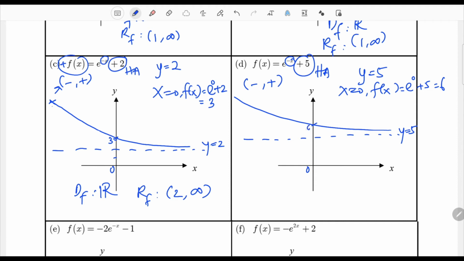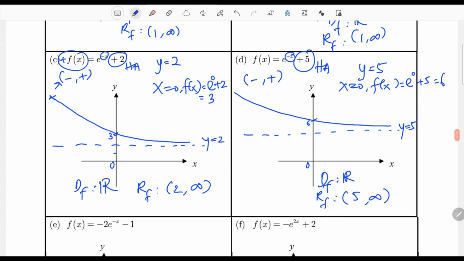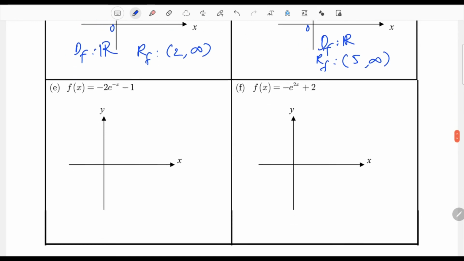Okay, this is your 6. Right, domain of f will be real number. Range of f will be 5 to infinity. Okay, next, E and F.